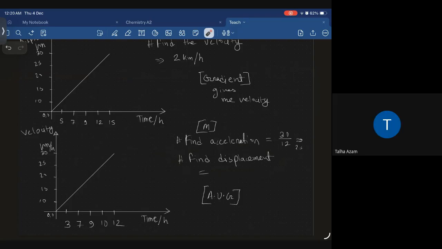30 times 12 over 2 is 180. Here it's 180 kilometers. Is it clear now?